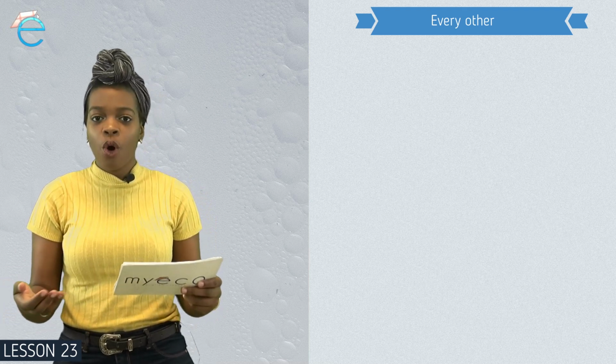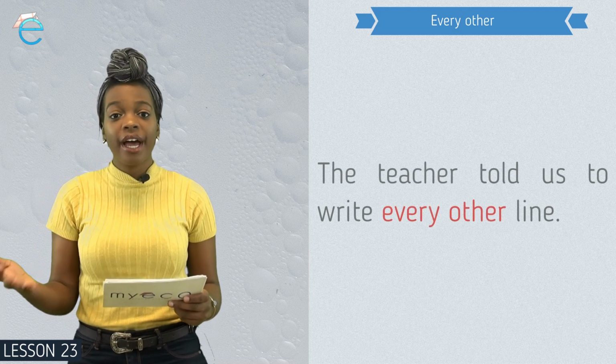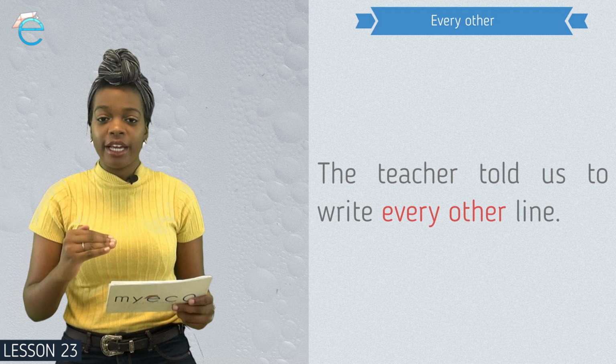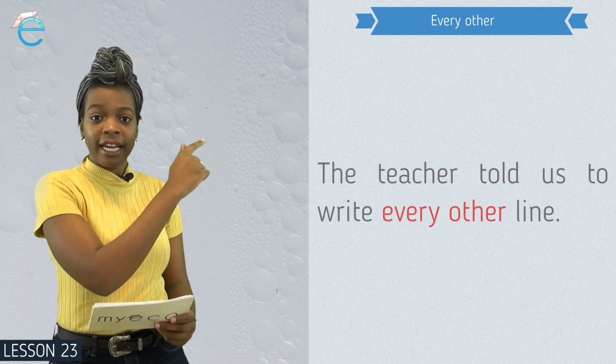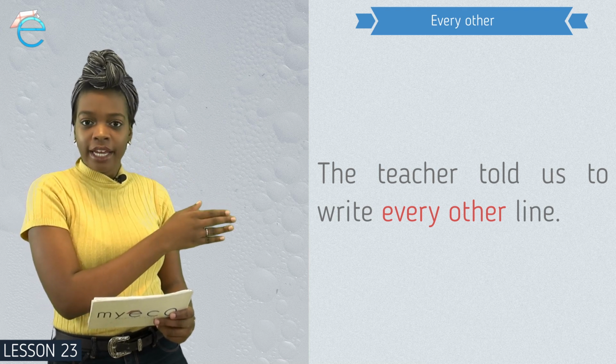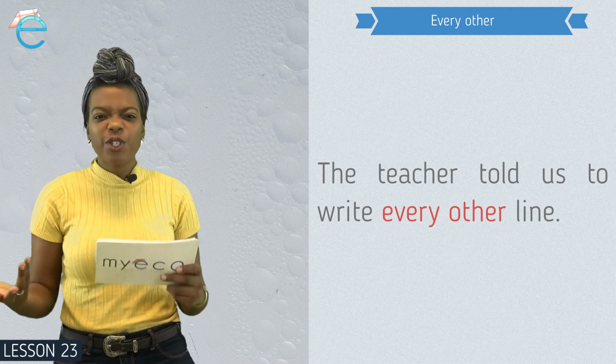The next common expression with other is every other. We use every other to show something that is alternating or that is skipping one. Let's have a look at our example. The teacher told us to write every other line. So instead of writing every single line on the page, I will write the first line, not write the second line, and write the third line again. So one, skip one, skip one, alternately.